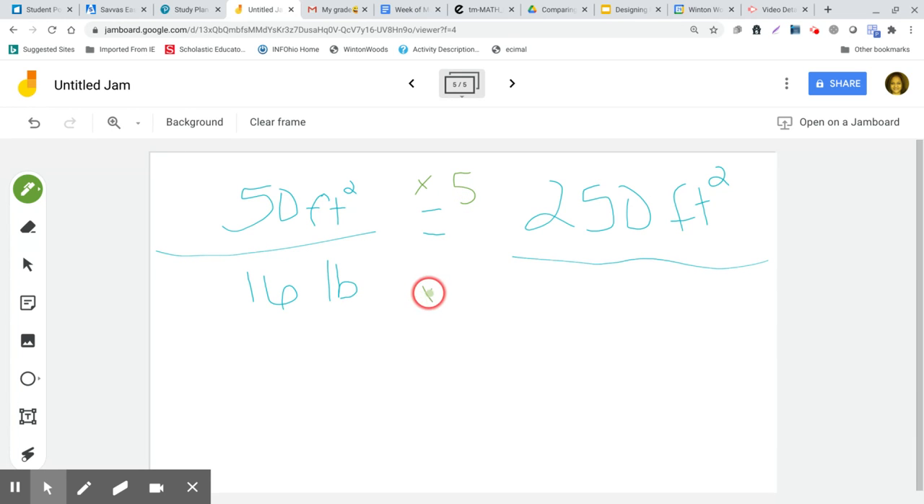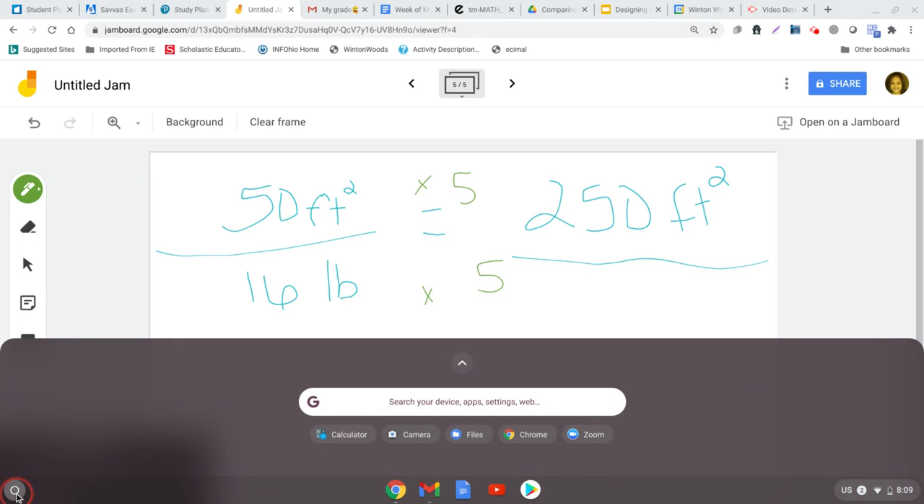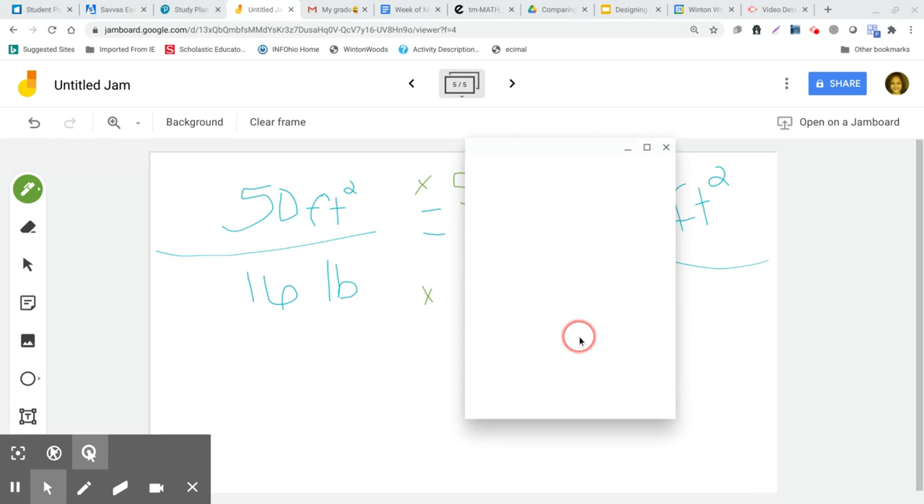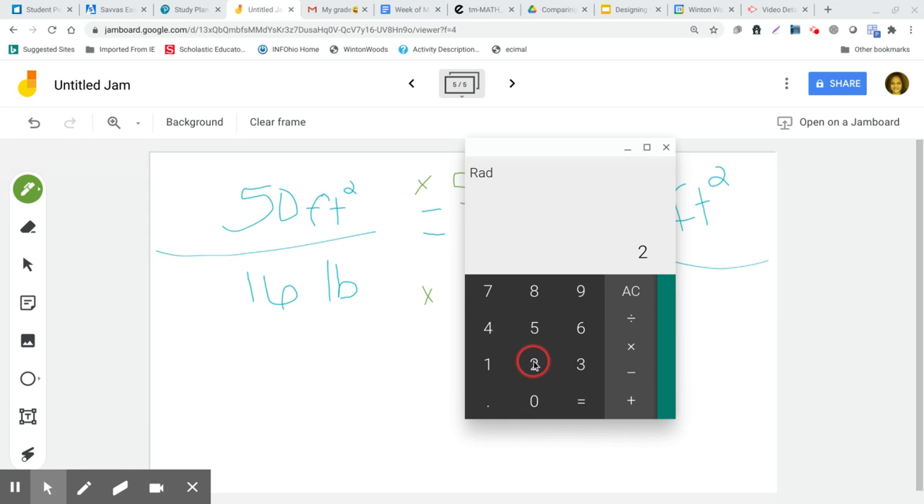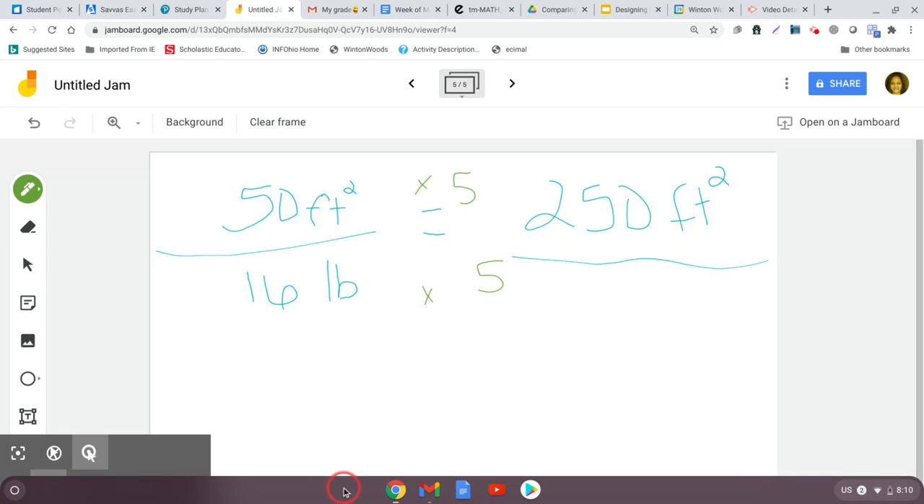It might be my rule. If I wasn't sure, I can always use multiplication or division on my calculator. Like if I didn't know, I could have done 250 divided by 50, and I should get 5. Yep. So basically, from here to here, I'm scaling up by a factor of 5. So whatever I do to the top, I need to do to the bottom. So what is 16 times 5?